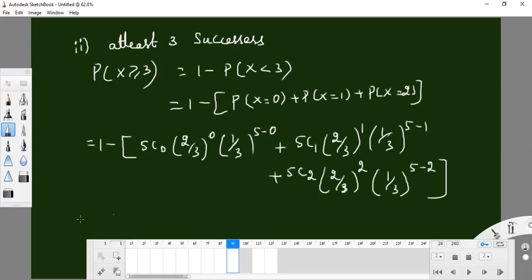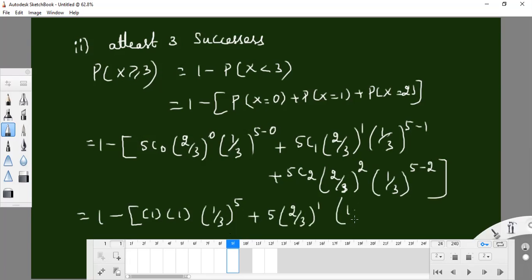So it gives 1 minus 5C0, whose value is 1, 1 by 3 the whole power 5, plus 5C1 whose value is 5, 2 by 3 the whole power 1, 1 by 3 the whole power 4, plus 5C2, 5 into 4 by 1 into 2, 2 by 3 the whole square, 1 by 3 the whole cube.